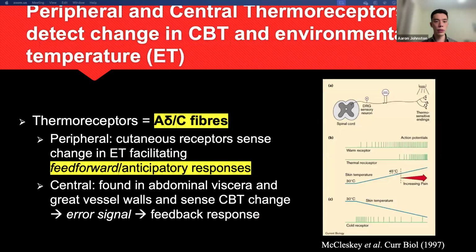So peripheral and central thermoreceptors. So again, thinking about homeostasis, we need to detect our error signal, so changes in the core body temperature. How do we detect this? Well, we have thermoreceptors, which are expressed by our A delta or C fibers, both in the periphery, so subcutaneously. These sense changes in the environmental temperature, so to facilitate feed-forward responses. So if you walk outside and it's cold, you can initiate heat-conserving responses before your core body temperature even begins to drop. And centrally, these detect an error signal. So once your core body temperature actually begins to change, these can mount feedback responses. These are located in the abdominal viscera or the walls of the great vessels.